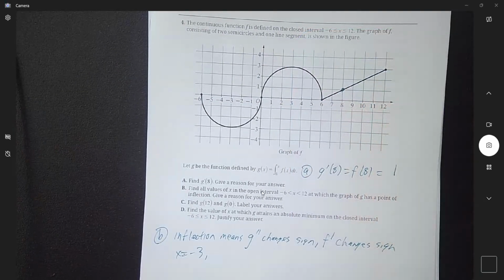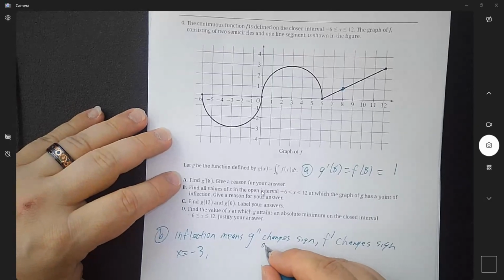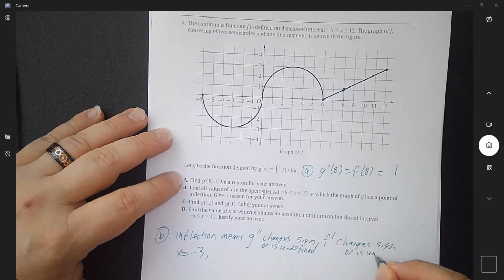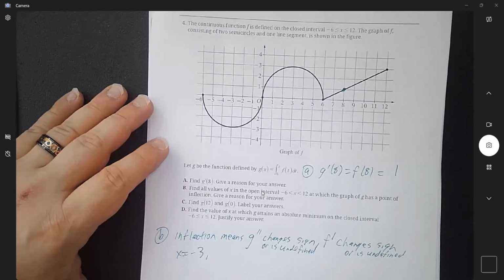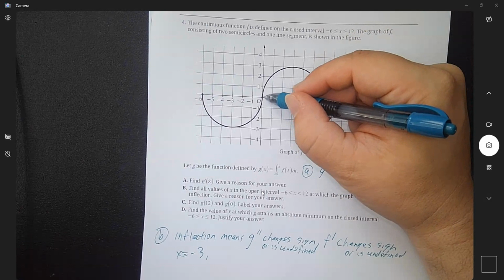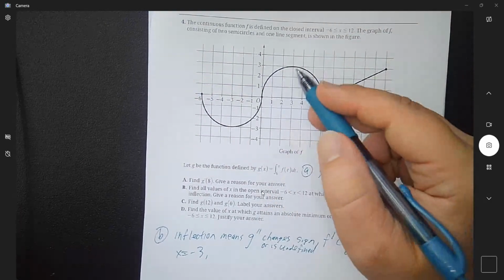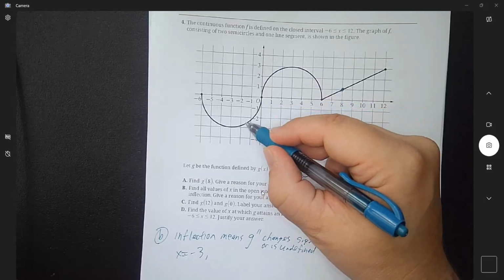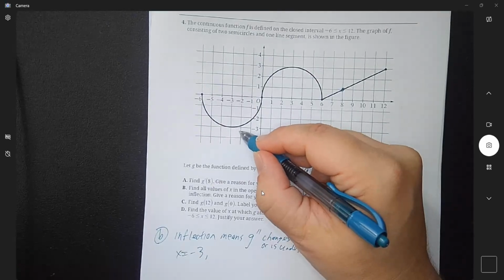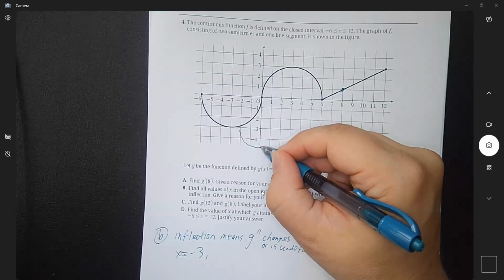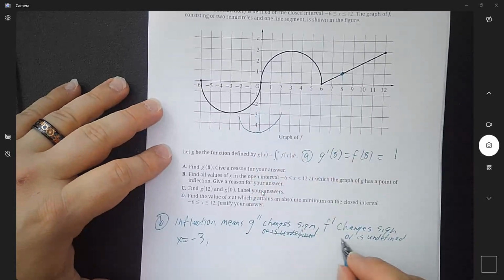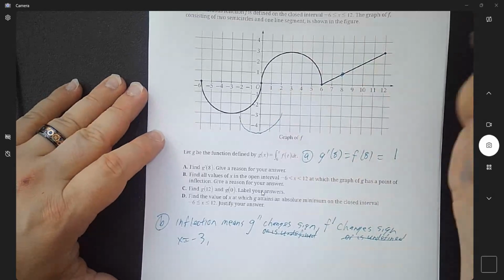Well, I think it's also when g changes sign or is undefined. So I don't know. Do I count this? I don't think that's a point of inflection, because what would g look like at this point? Its slope would be decreasing and decreasingly negative, and then increasingly positive. I don't think that's a point of inflection. The derivative is undefined here because it's straight up and down.